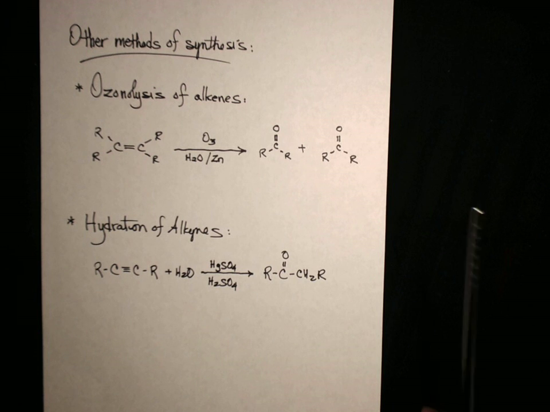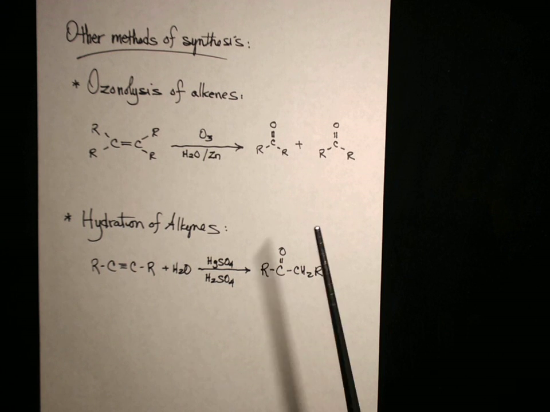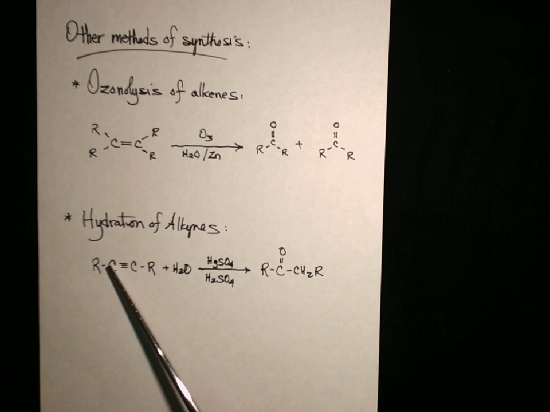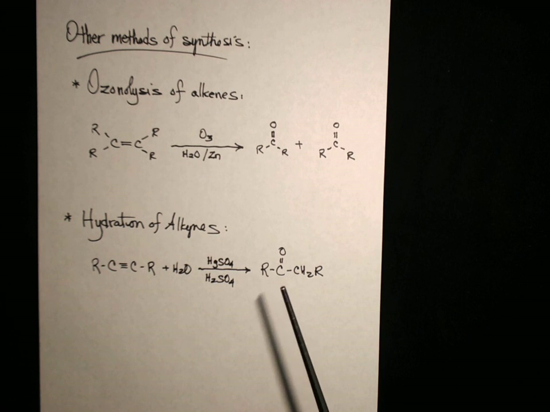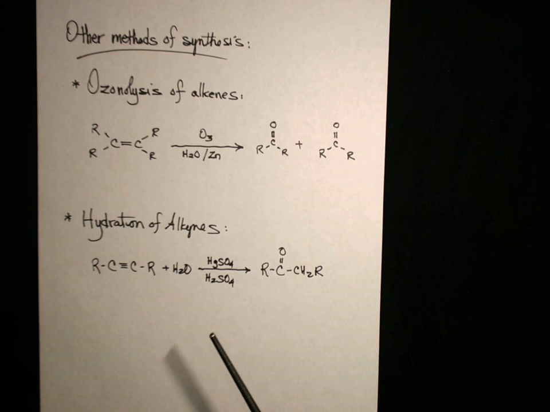And the last method that we're going to discuss is hydration of an alkyne. Now, when we've talked about hydration in the past, we always talked about hydration of alkenes to yield an alcohol. Well, as you can see, hydration of an alkyne will actually yield a carbonyl compound. Typically ketones, but there are examples of aldehydes being formed as well. But the majority of the time, it will be a ketone.